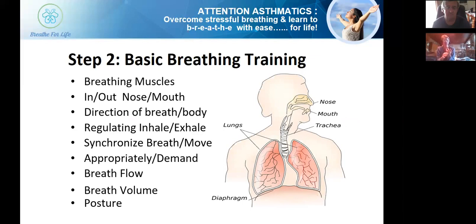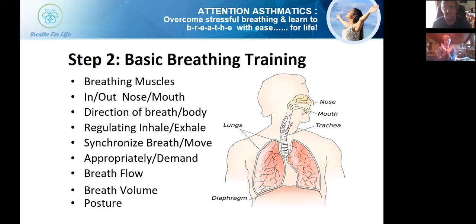You have to understand about breathing muscles, about breathing in and out of your nose and mouth, and when is the right time to do that, the direction of your breath and body. You need to know how to regulate your inhale and your exhale, synchronize your breath with the movement, breathing appropriately according to the demand, the flow of the breath, the volume of the breath, and your posture. These are all important things.